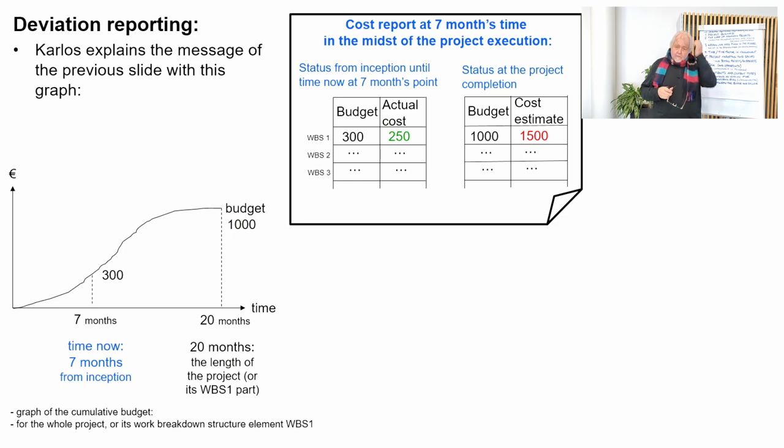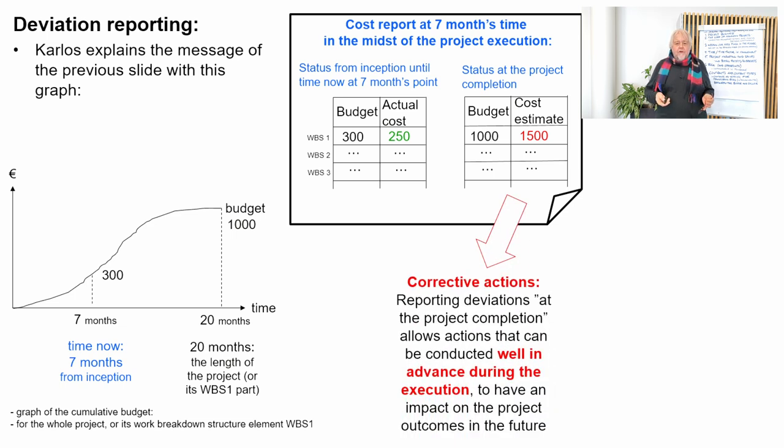Okay. Well, now, when we have reported the status at the project completion, we can do these corrective actions early, well in advance, and we can still do something for the project. And what could these corrective actions be? We could go to the executive and ask for more money and the need to change the project's budget and spend more money, sorry, for that.